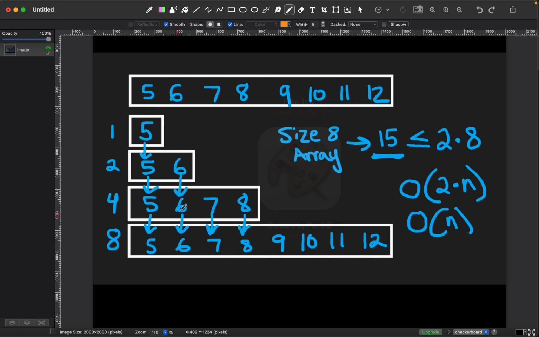So I'm trying to understand what this means. Size 8 array is 15. 1 2 3 4 5 6 7 8. Can you count, sir? The size 8 array is 8, it's not 15. What do they even mean by 15, to be honest? I'm not so sure, really.